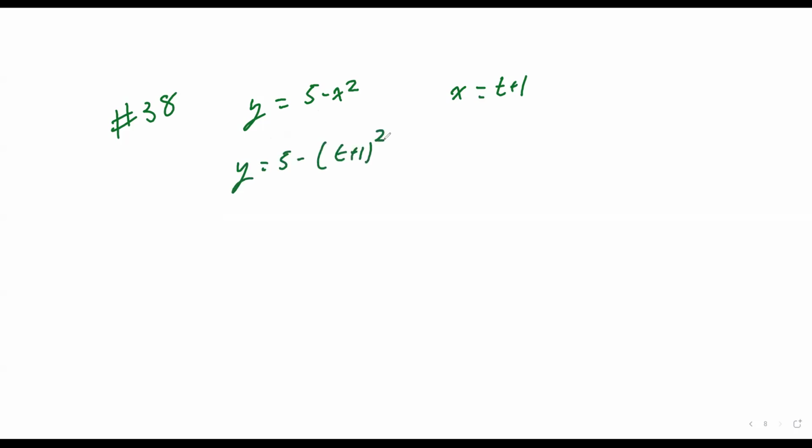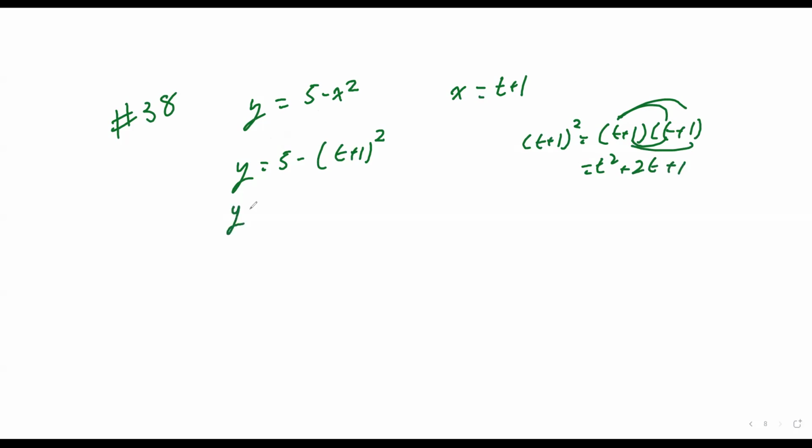All right, let's do a few more of those. Let's look at number 38. So y equals 5 minus x squared, given x is equal to t plus 1. So again, I'm going to plug that in. That gives me y equals 5 minus (t plus 1) squared. Remember that (t plus 1) squared is the same thing as (t plus 1) times (t plus 1), and then you foil that out. That gives you t squared, and then t and another t, so that gives you 2t and then a 1.